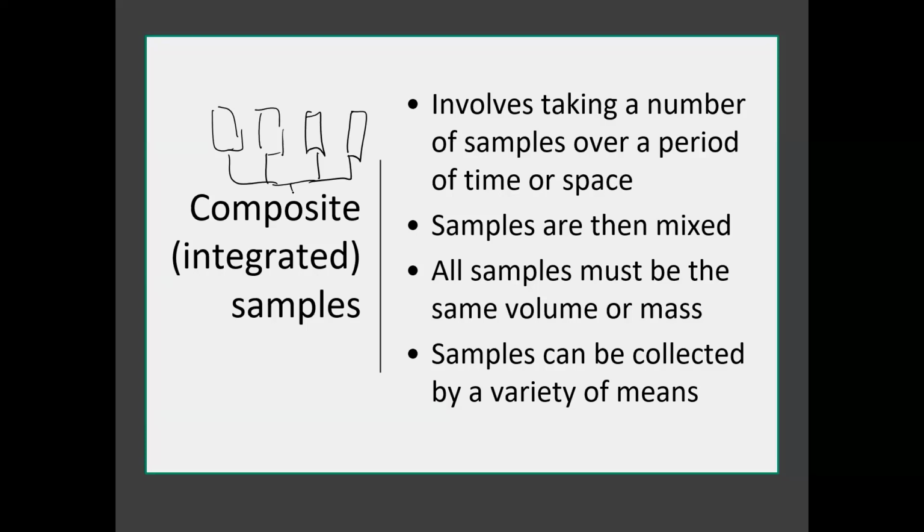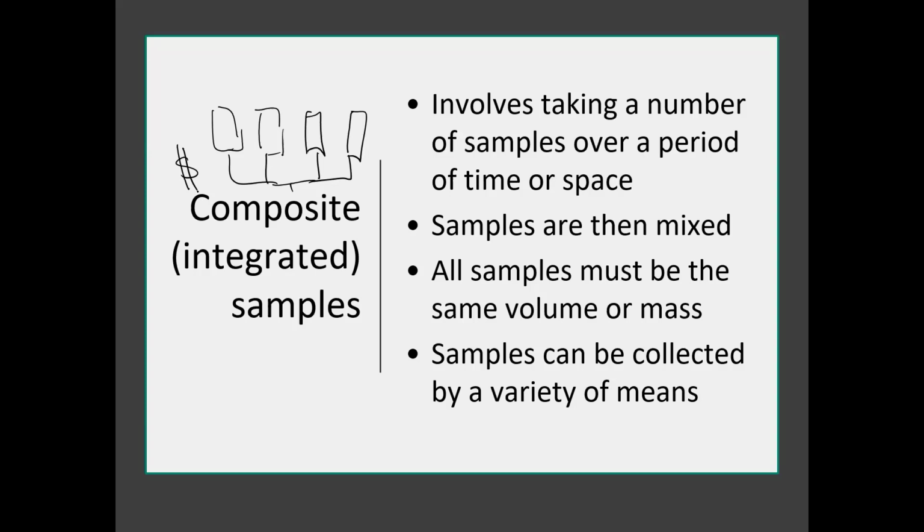And we'll give an example in just a little bit about that. Okay, why else might we do it? Has to do with cost. If the analyses are extremely expensive, it may be beneficial to combine those samples and then do one analysis. And sometimes analyzing one sample can be $1,000. So it may be that doing a composite sample makes sense.